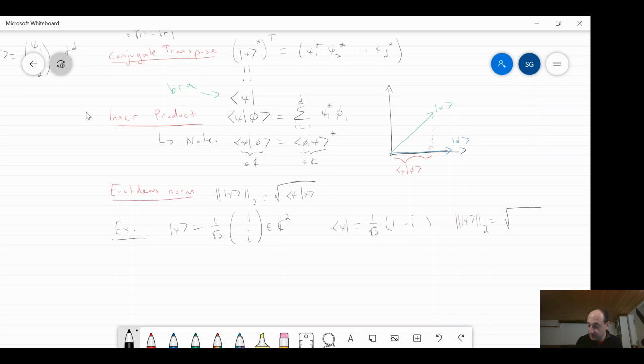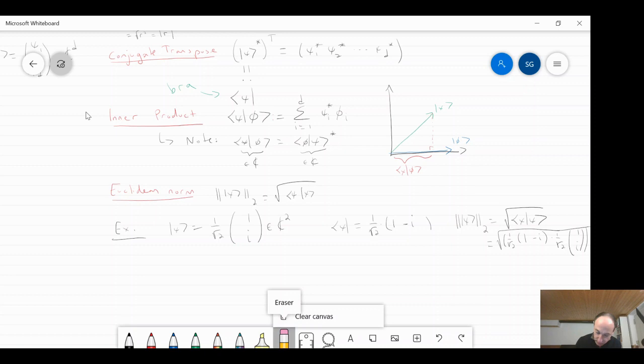Okay, so what is this? Remember, this is just the square root of psi's overlap with itself. Let's just compute that. On the left here, I have bra psi, which is 1 over root 2 times (1, minus i). And on the right, I have 1 over root 2 times (1, i). Here it is. I guess I technically didn't need that extra bracket there. It will be hard for me to erase in any clean sense. Maybe I could fix that.